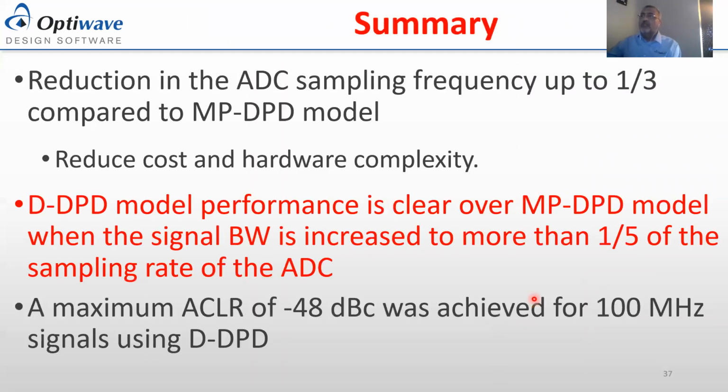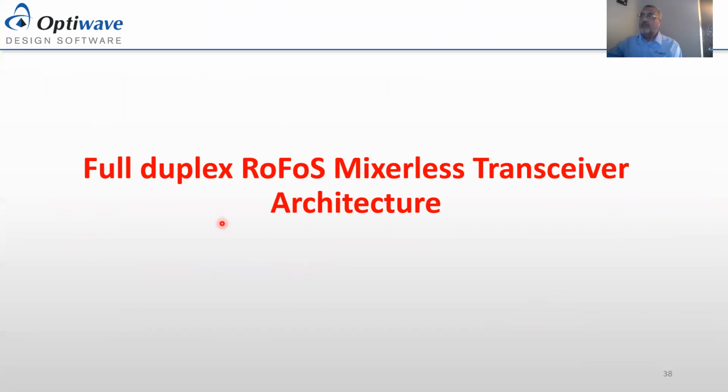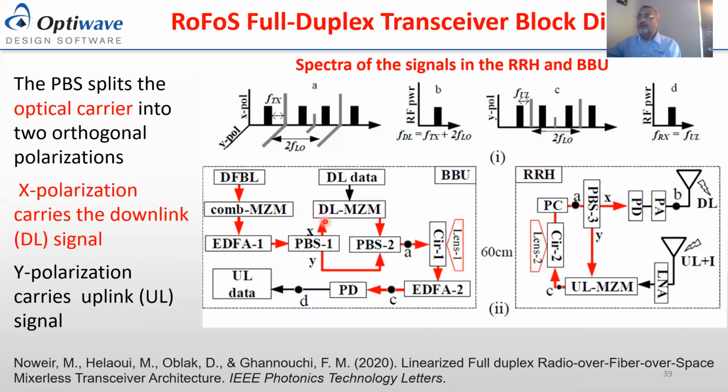Okay, now in this part I'm going to present a radio over fiber over space system transceiver, where downlink and uplink signals are transmitted using the same channel and the same laser. The laser is on the baseband unit, and the first step is creating the RF tones, and then amplifying these tones.